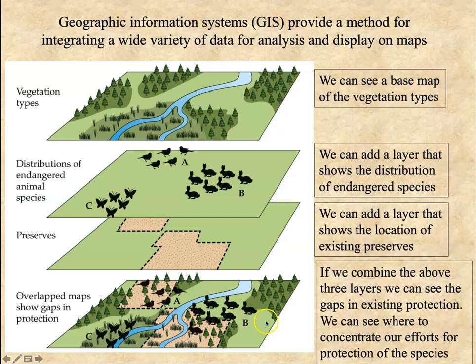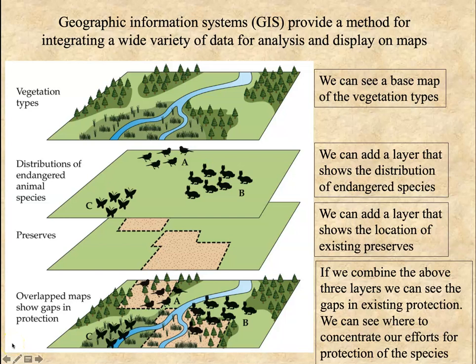If we look at our endangered rabbits, about half the population of the rabbits lies outside, the distribution lies outside an existing preserve. If we look at our endangered butterflies, none of that population is protected inside an existing reserve. And even a small proportion of our endangered birds lies outside an existing reserve.